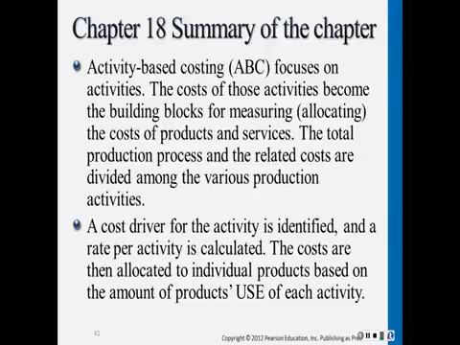In summary, activity-based costing, or ABC, focuses on activities. The costs of those activities become the building blocks for measuring or allocating the cost of products and services. The total production process and the related costs are divided among the various production activities. A cost driver for the activity is identified and a rate per activity is calculated. The costs are then allocated to individual products based on the amount of the product's use of each activity.